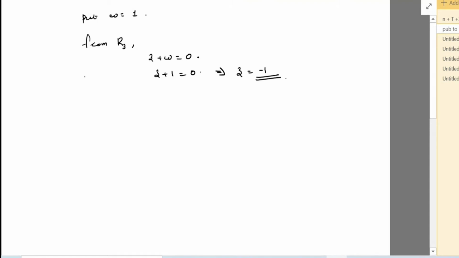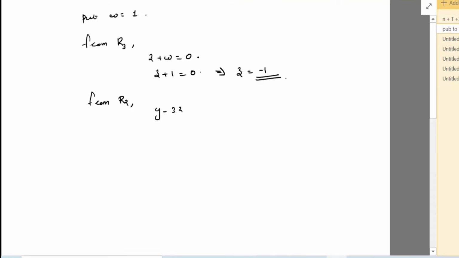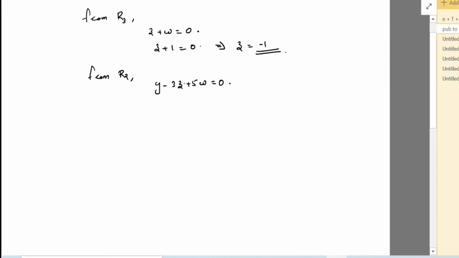Now we will move on to the second row. From R2, the equation corresponding to R2 will be y minus 3z plus 5w equal to 0. We know the values of z and w, so substitute into this equation. So y minus 3 into minus 1 plus 5 into w, w is 1, equal to 0. So y plus 3 plus 5 equal to 0. That implies y equal to minus 8. So we got the value of y.